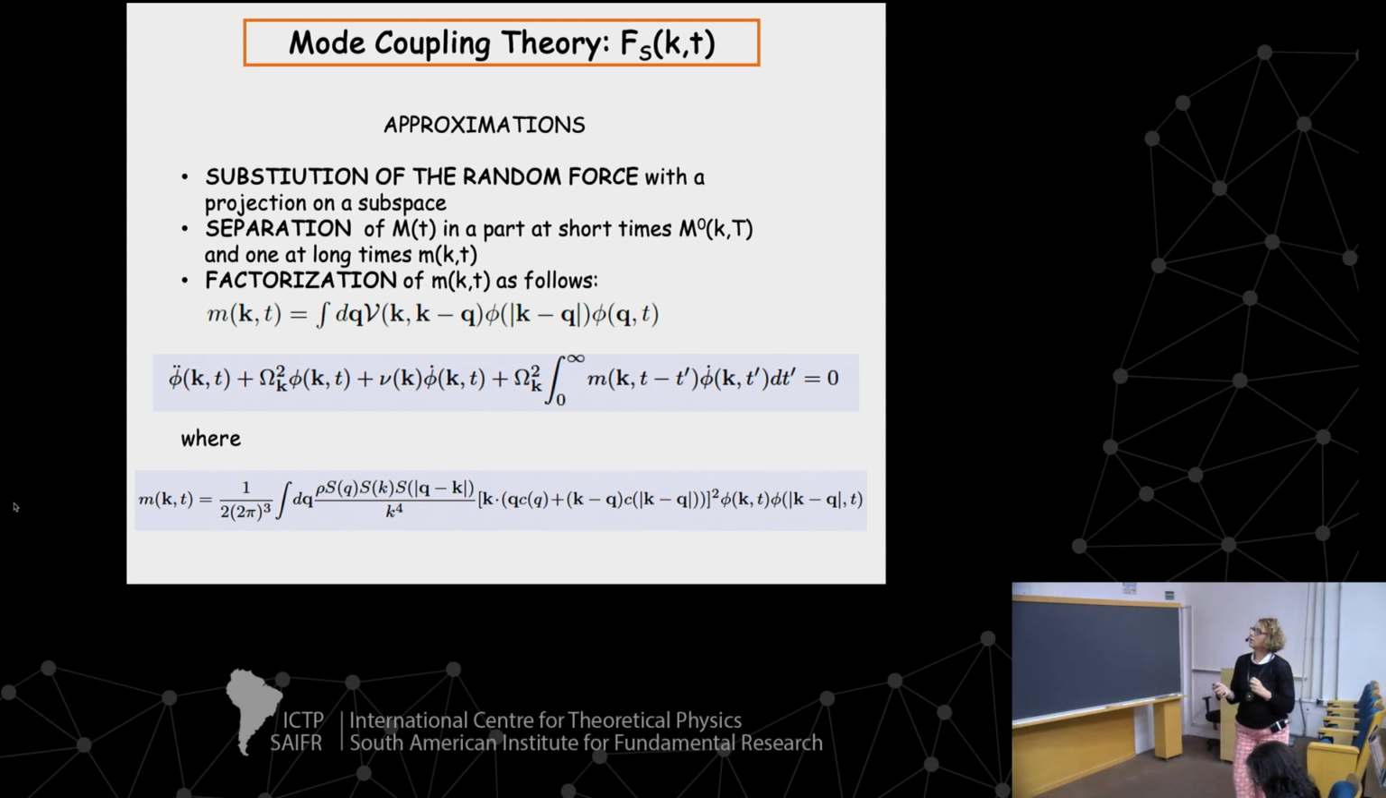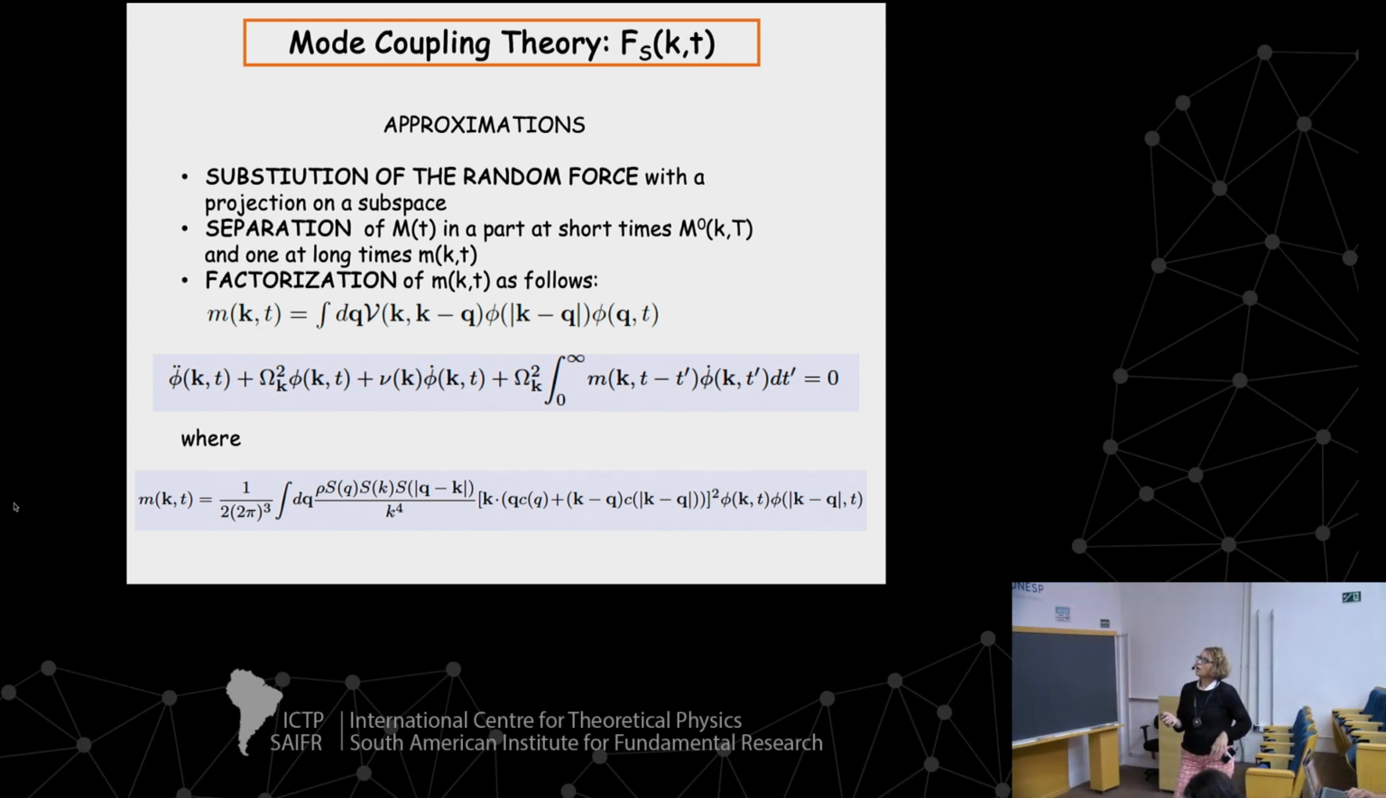So, first of all, we substitute the random force with a projection on a subspace. And then we separate M of t in short times and long times. The separation of the time scale has to do with the fact that we have this Gaussian initial ballistic motion, and then we have a slow rearrangement of the cage. So we have a fast variable and a slow variable. This is the basis of this idea.